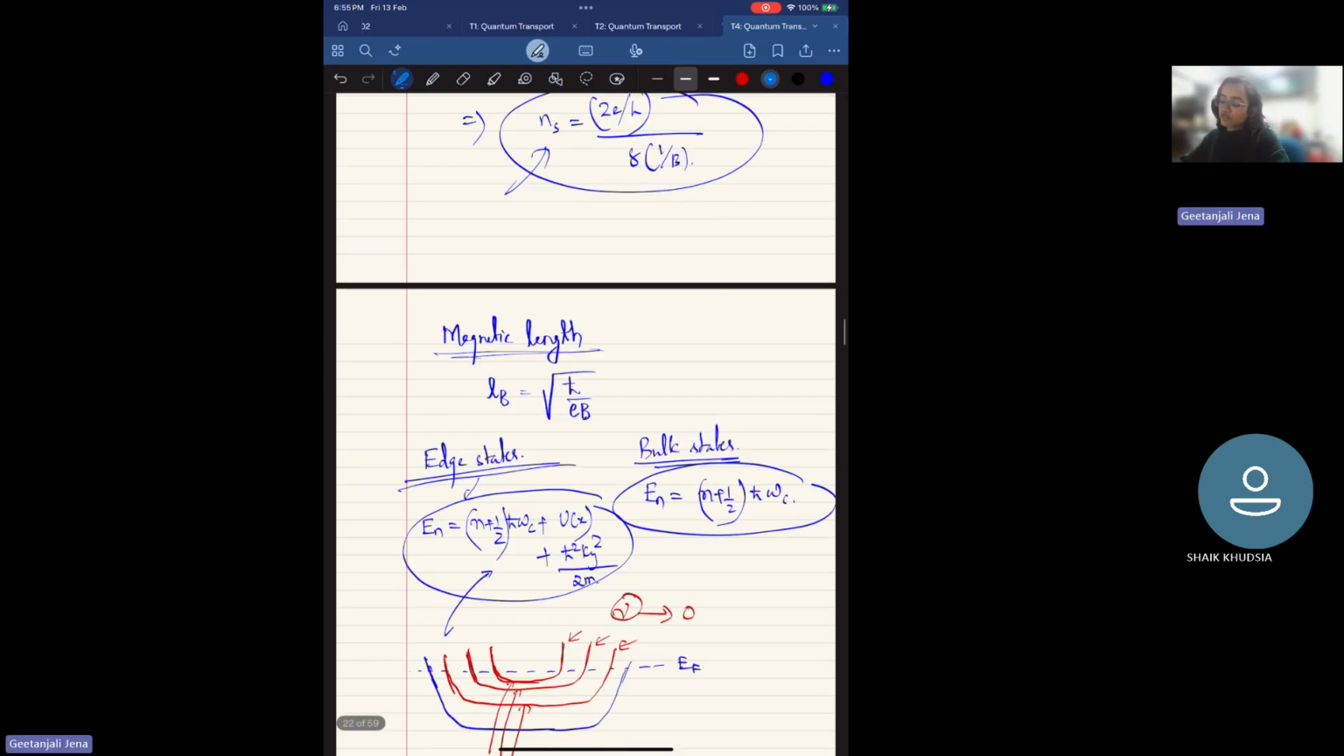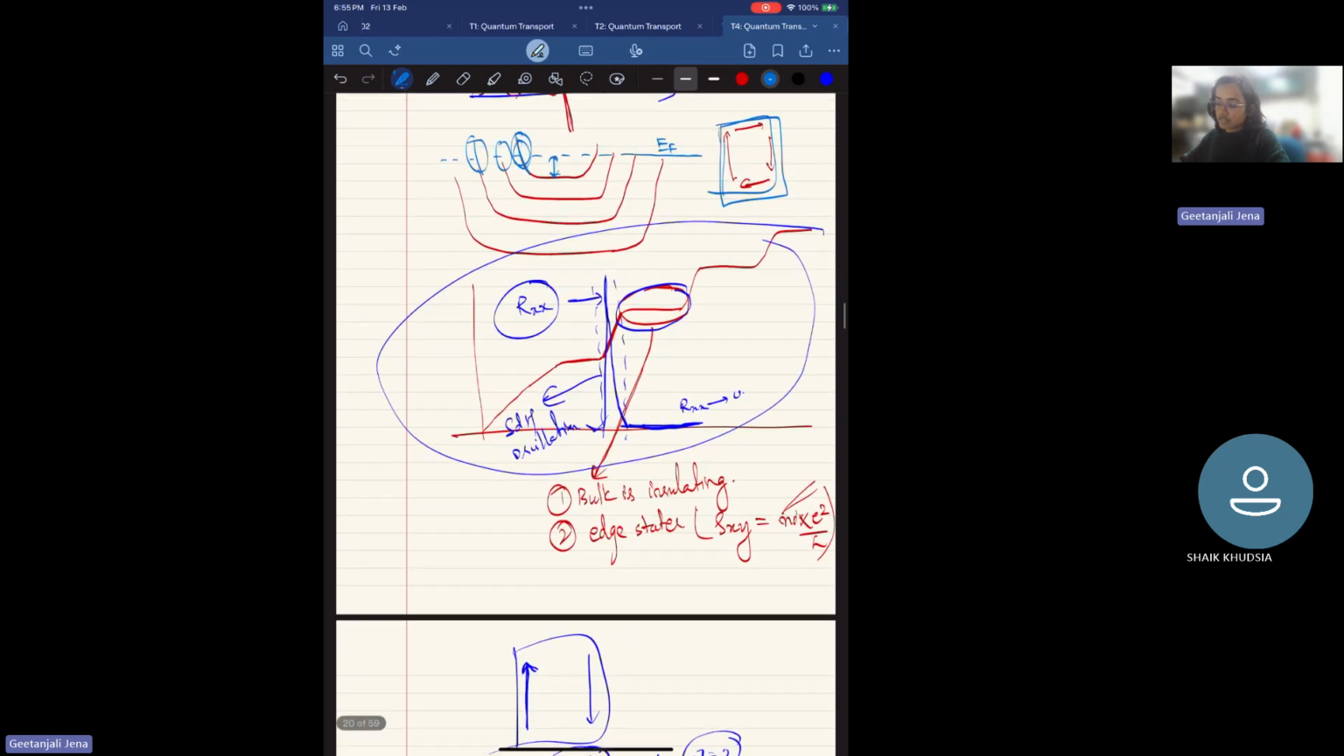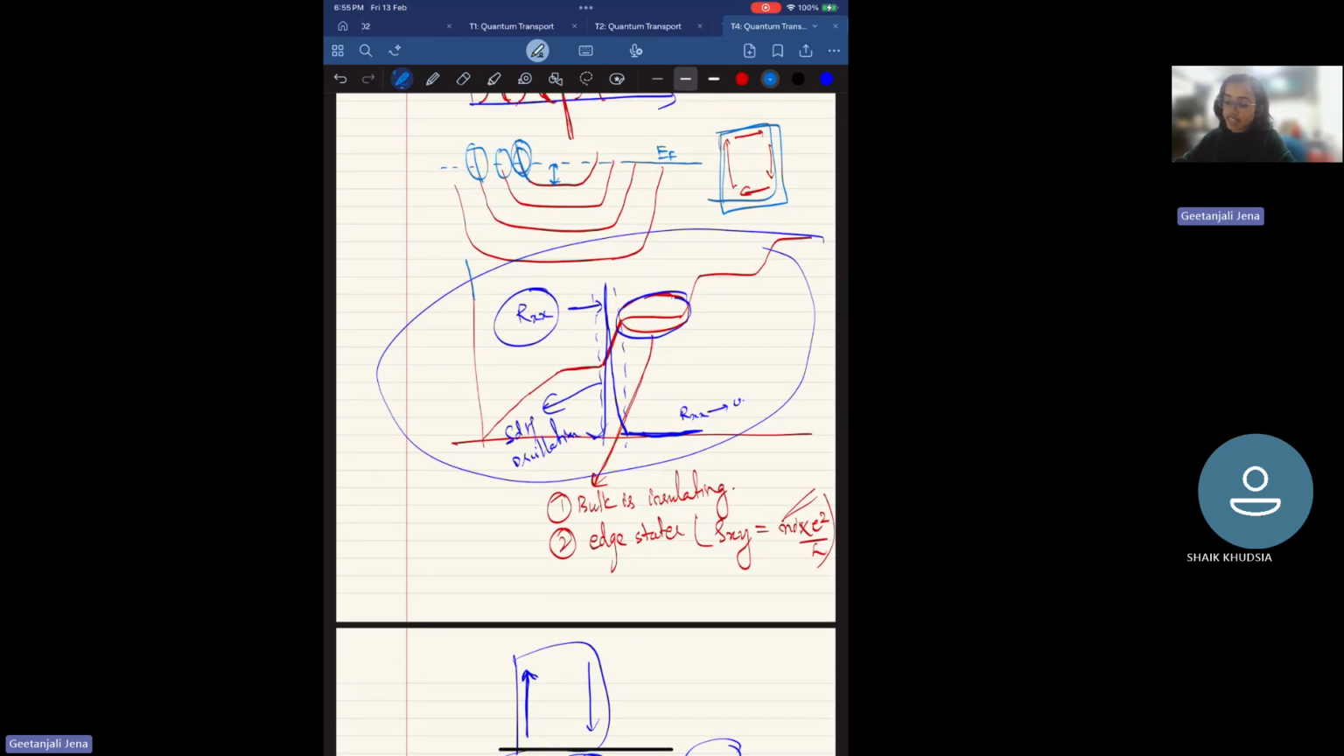So for your sake, let me revisit the concept that can help you solve the assignment. Okay, so we are saying what will happen when we increase the magnetic field.